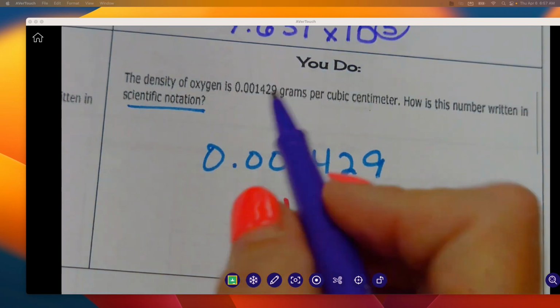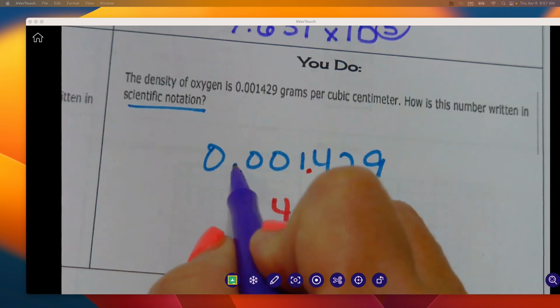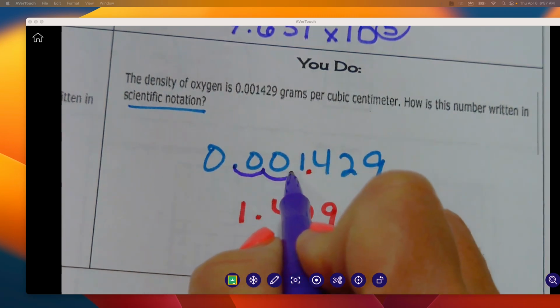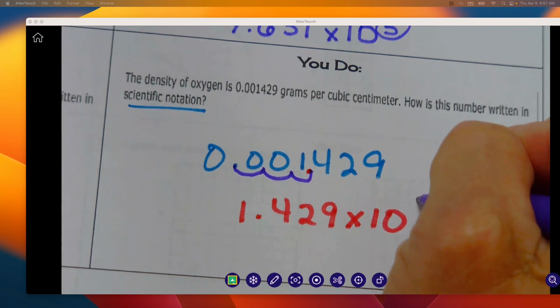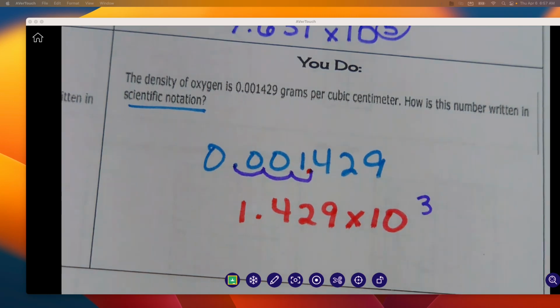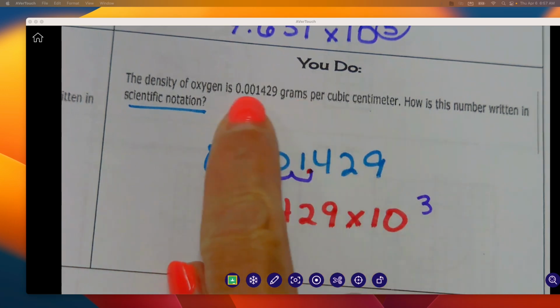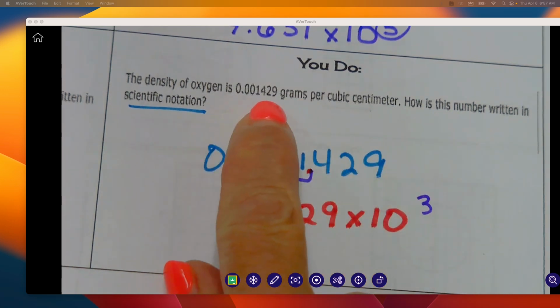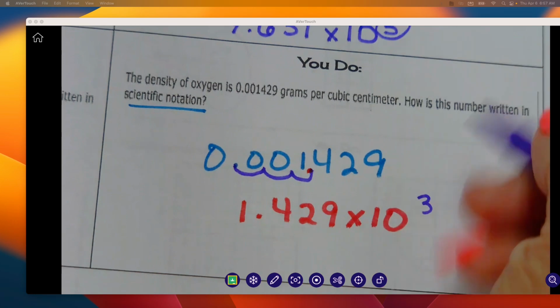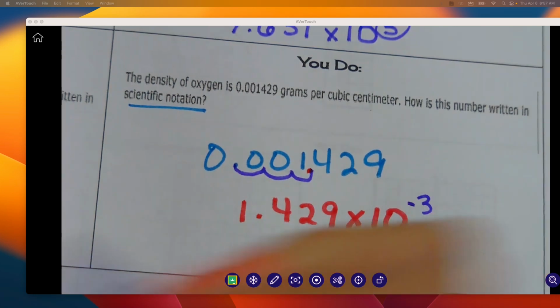So I'm going to count my original decimal point and my new decimal point. 1, 2, 3. So my exponent is 3. Okay, now I've got to determine if this is positive or negative. This number here is way smaller than 1. So hopefully you made your exponent a negative.